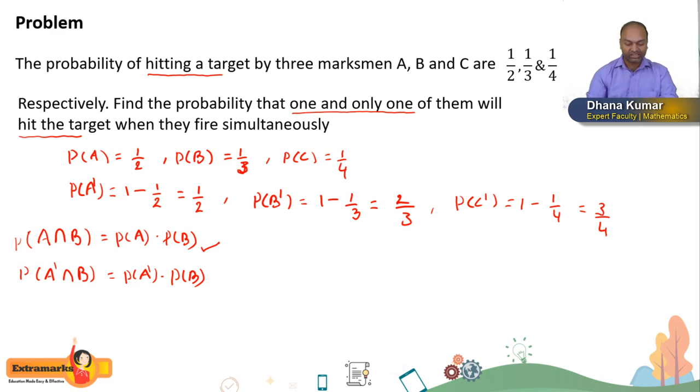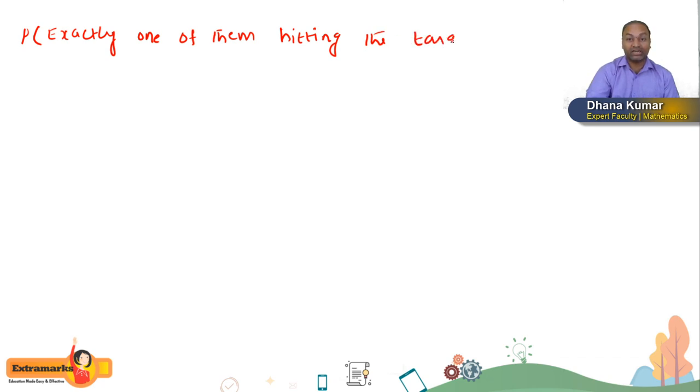Okay, now here we calculate what? Let us see the next slide, I am writing. Actually find P of exactly one of them hitting the target. Exactly one of them only. So that means what? Suppose A is hitting, B and C missing. Understood? A hitting means B, C missing. B hitting means A, C missing. Because exactly one. Correct or not?